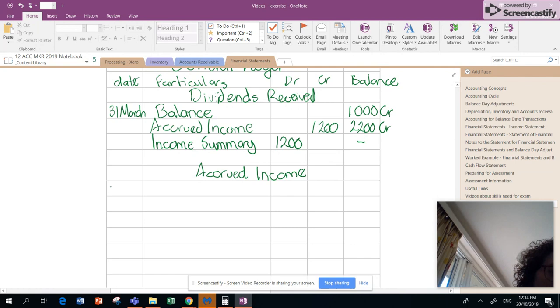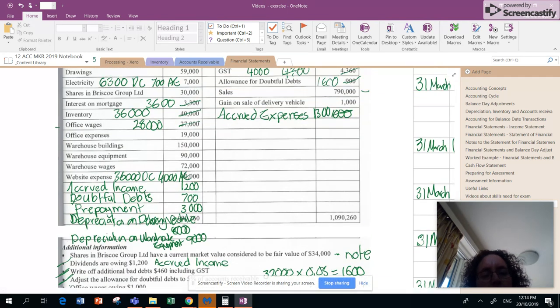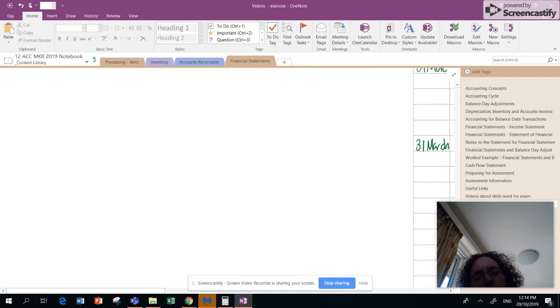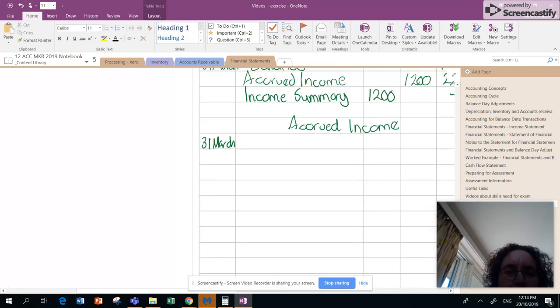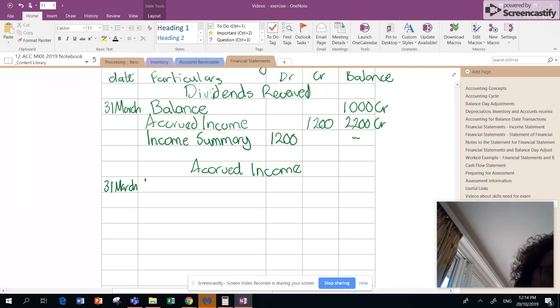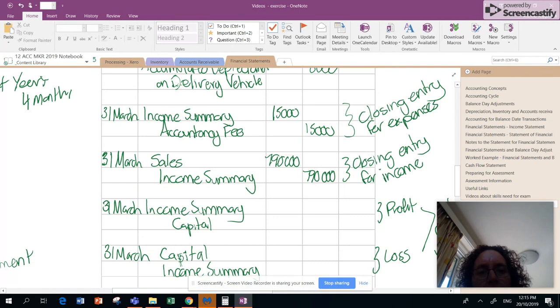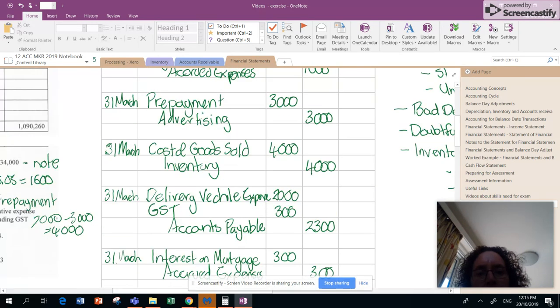Accrued income, on the other hand, we created that one in the trial balance, so it didn't have an original balance. So we're not going to start with balance. It did have a balance day adjustment, the one that we did for dividends received. So we're going to write dividends received here because that's the other account that's involved. What we call the contra account always goes in the particulars for tracing. And we know that dividends received, accrued income was a debit of $1,200.